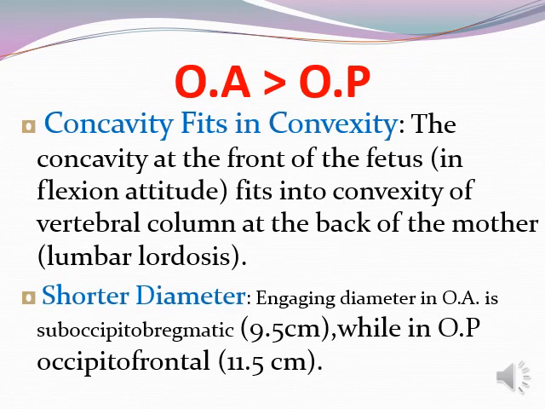The occipito-anterior position is much more common than the occipito-posterior position because of, number one, the concavity of the fetus has to fit in the convexity of the mother. The concavity at the front of the fetus, in the flexion attitude, fits into the convexity of the vertebral column at the back of the mother due to lumbar lordosis. Number two, the shorter diameter: the engaging diameter in occipito-anterior is the suboccipitobregmatic, which is 9.5 cm, while in occipito-posterior the diameter is the occipitofrontal, which is 11.5 cm, and so occipito-anterior is much more common than the occipito-posterior position.